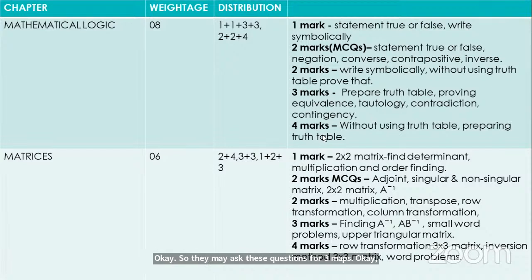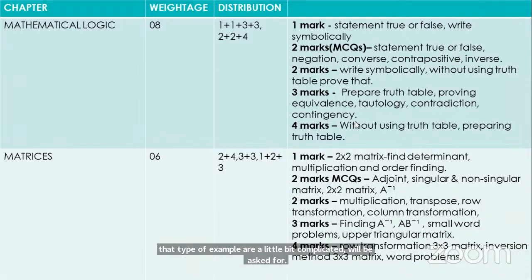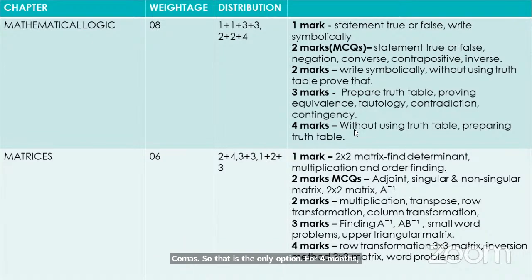Normally, for 4 marks from logic, most of the time they don't ask, but if they ask, it will be without using the truth table. That means prove that LHS equals RHS using the laws of logic. These examples are a little bit complicated and will be asked for 4 marks. That is the only option for 4 marks, so very few examples are there. If you see the exercise, only 2 or 3 examples are there, and in the miscellaneous also, only 2-3 examples.